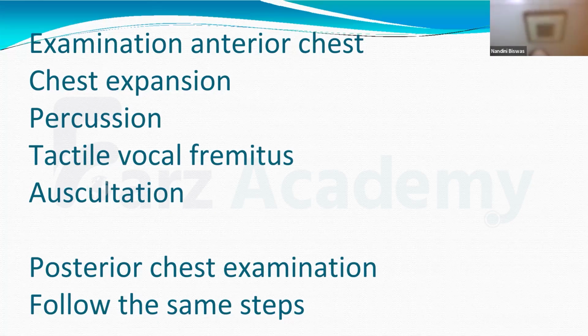Once you do that, then look into tactile vocal fremitus. You're welcome to do vocal resonance, but in the absence of time, choose one. I prefer the tactile vocal fremitus. So, with the ulnar side of your hand, ask the patient to say 99 and see whether it's normal, hyper resonant, or reduced on one side. That gives a clue as to whether there's fluid in the lungs or there's solid lung or it's normal on both sides.